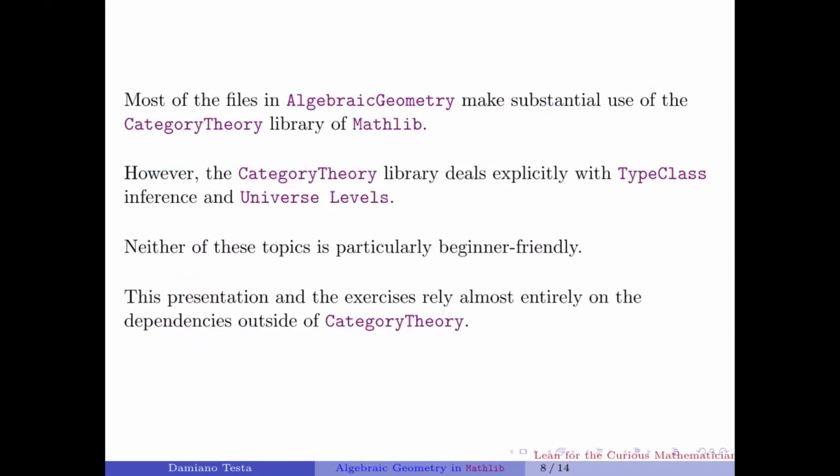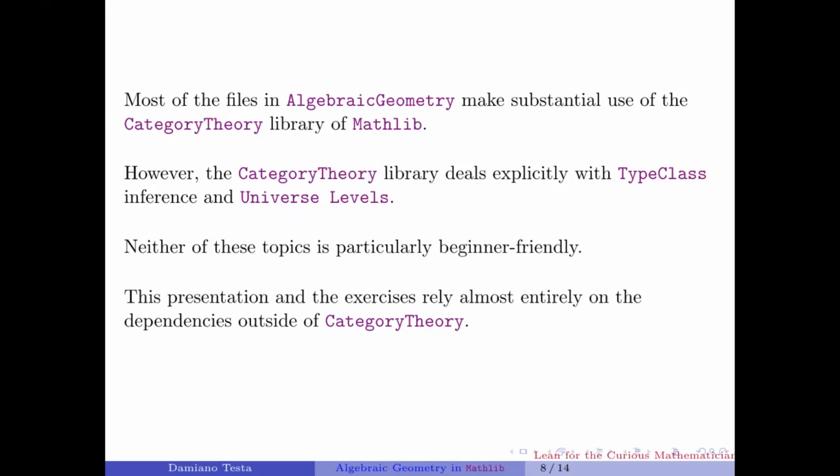OK, so now this is what I was trying to get at the beginning. So most of the big connected component of algebraic geometry uses a lot of category theory. And category theory is, as you also heard yesterday Jakob mention, an inherently non-beginner friendly area of mathlib. And I view the reason for this arising from two main issues, in that it deals explicitly with universe levels. You really have to be careful about defining things in the correct universes for things to work. And it deals explicitly with type class inference.